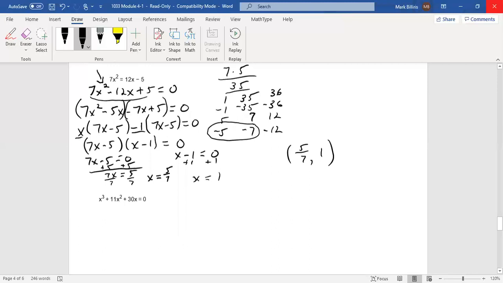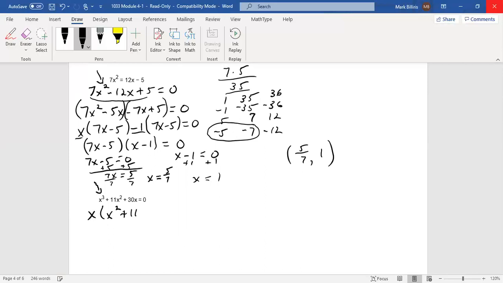My next example, I start with x cubed. So that tells me I have 3 possible solutions because my highest exponent is 3. x cubed plus 11x squared plus 30x. So what is my first step in factoring? It's to remove the greatest common factor. Since they all have an x, I'm going to remove an x. So when I do that, that gives me x squared plus 11x plus 30 equals 0.